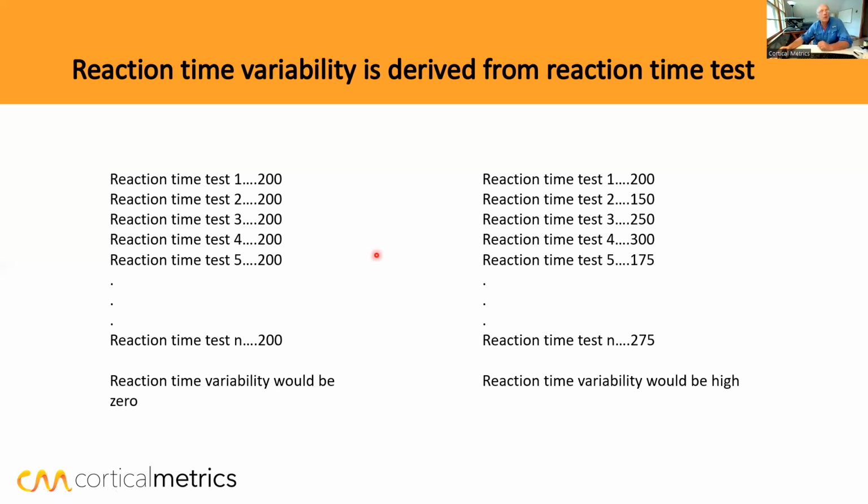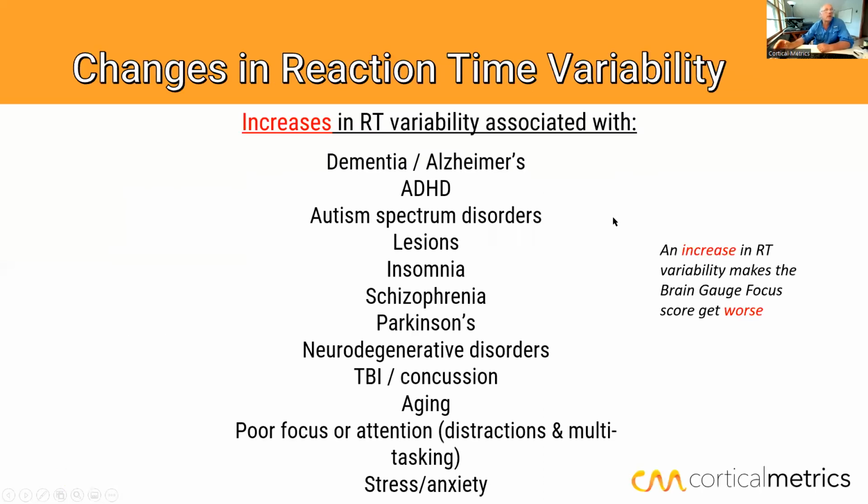I mentioned the normative values are 5 to 20. ADHD kids are usually really high, in the 70 to 100 millisecond range. With mild concussion, we see people bounce up to about 30 milliseconds. What else affects reaction time variability, or decreases in the focus score? Well, obviously dementia and Alzheimer's, where you have trouble paying attention. ADHD, again, we've seen people do this test with and without their ADHD drugs. Huge difference. People with autism and lesions, and the list goes on and on.